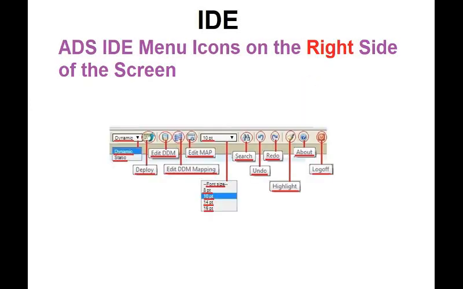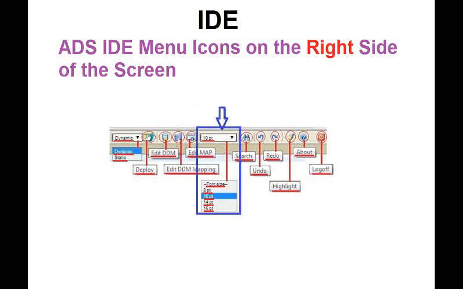Now let's look at the ADS IDE menu icons on the right side of the screen. Dynamic pull-down menu is used to choose between dynamic and static version of the program. Deploy is used to deploy the program. Edit DDM is used to change the DDM. Edit DDM mapping is used to change the DDM mapping. Edit map is used to change the map.